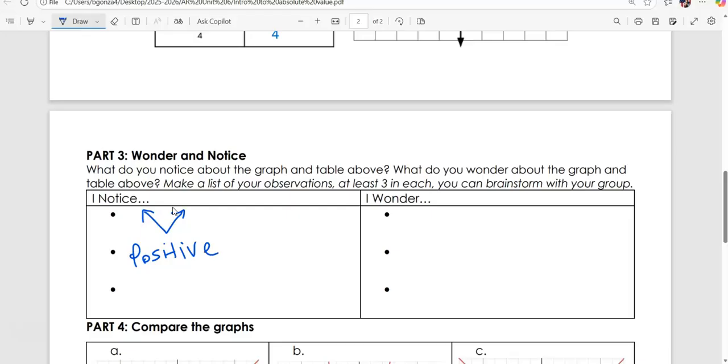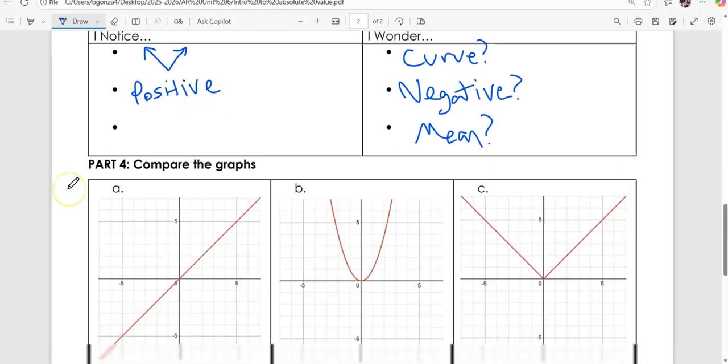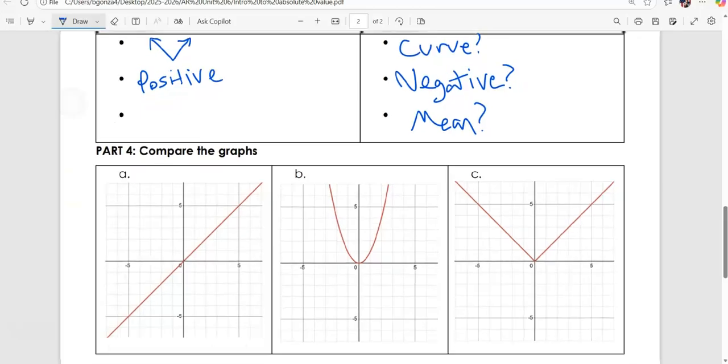I wonder if it could ever be negative? Like, can you change it to make it negative? I wonder if, could it ever curve? I wonder, what does it all mean? What's the meaning of all this? Well, let's go down to part 4. Let's compare some graphs.